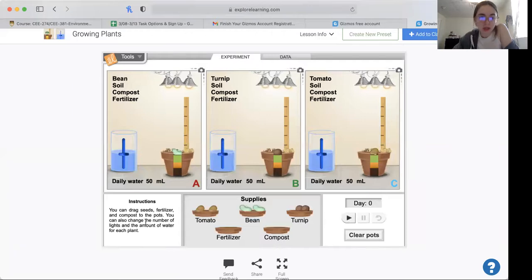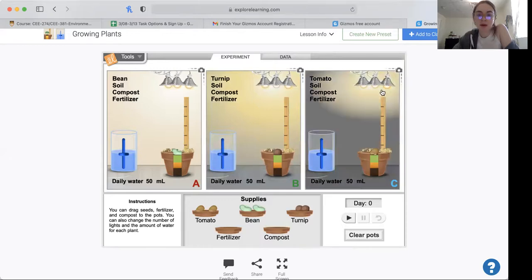And then it says you can also change the amount of light. So in this one, I'll keep all three on. In B, maybe I'll only keep two on. And then in C, I'll only keep one on. So it's a lot darker, you can tell. And then the amount of water, I'll do this one to 70. This one I'll keep at 50. And maybe this one I'll drag down to 30. So you can see that there is a very big difference between all three.